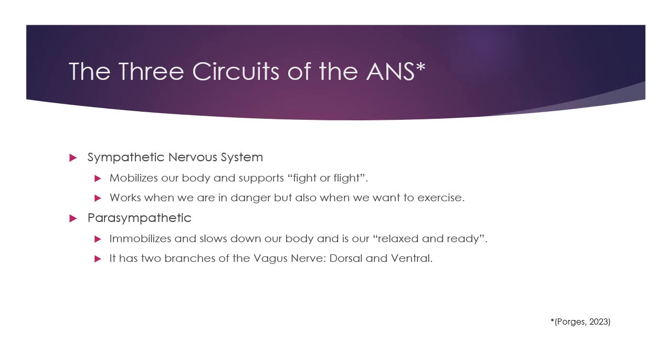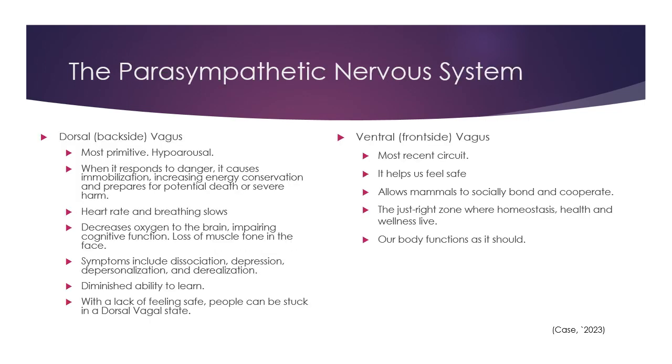The parasympathetic nervous system is what is referred to as the vagus nerve. It immobilizes and slows down our body and is considered our relaxed and ready nerve. It is divided into two sides: ventral vagal nerve and dorsal vagal nerve. The dorsal vagus, the back side of the nerve, is the most primitive and what drives hypoarousal.